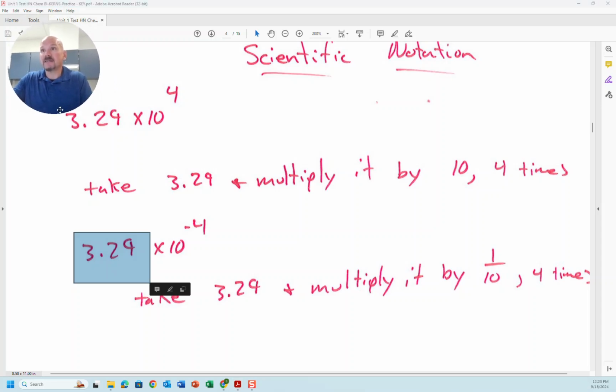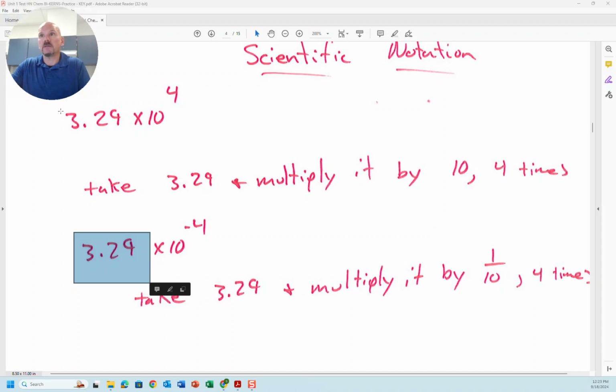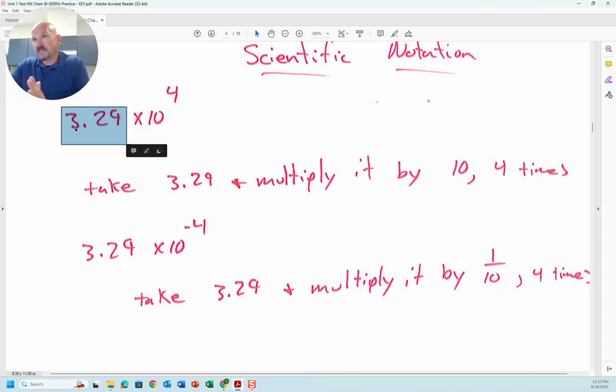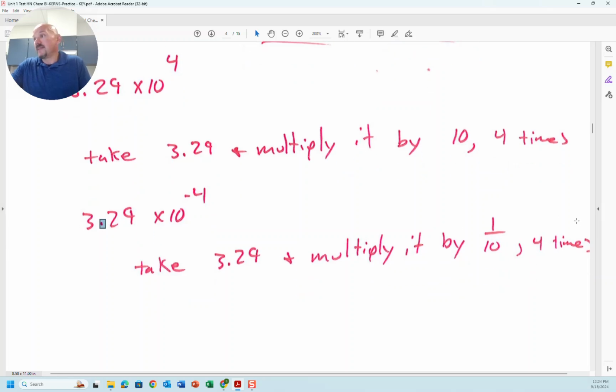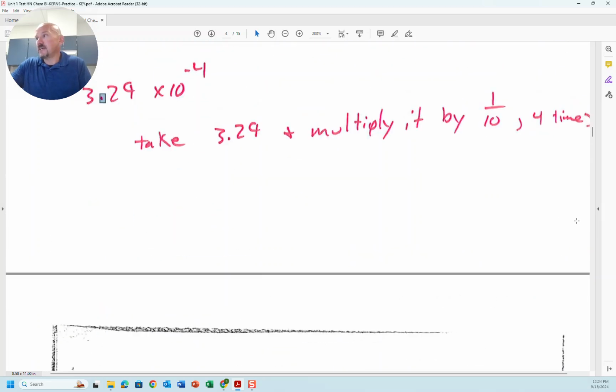Take this and multiply it by 10 4 times. But just like multiplying by 10 means move the decimal place to the right once, and if I want to do it 4 times, dividing by 10 moves the decimal place to the left 1 time. So this really means take the decimal point and move it to the left 4 spaces, 4 times. Okay? That's all it is, right? That's all scientific notation is.